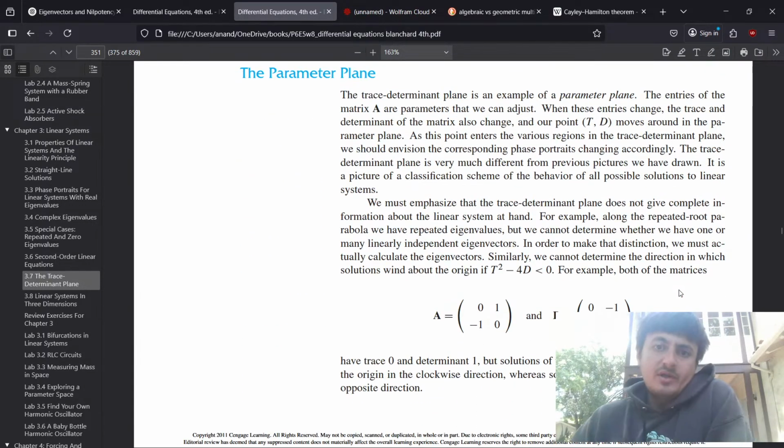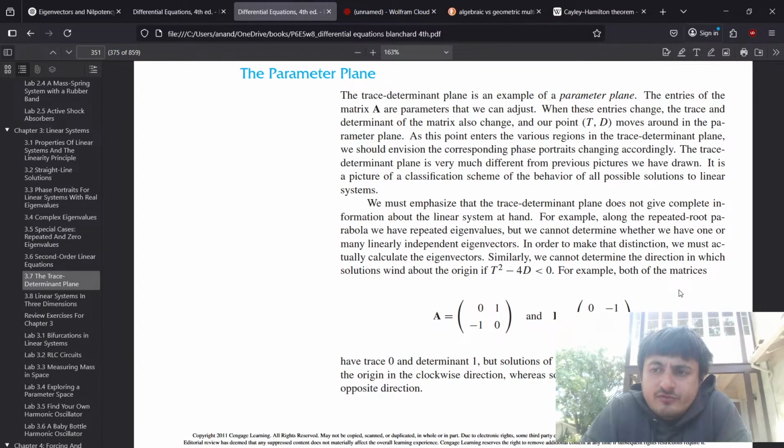All right, the parameter plane. The trace determinant plane is just an example of a parameter plane. The entries of the matrix A are parameters that we can adjust. When these entries change, the trace and determinant of the matrix also change, and our point moves around in the parameter plane. As this point enters the various regions in the trace determinant plane, we should envision the corresponding phase portraits changing accordingly.